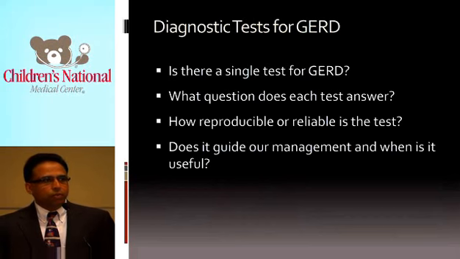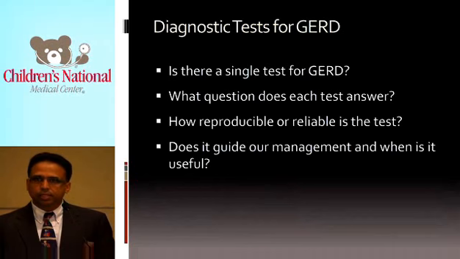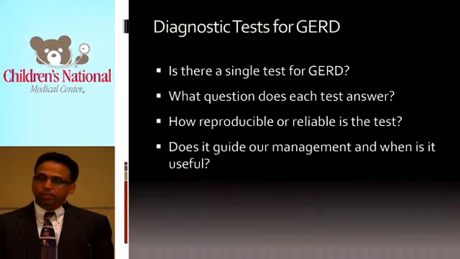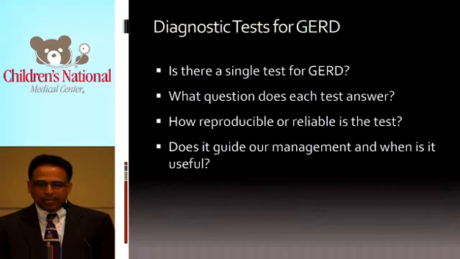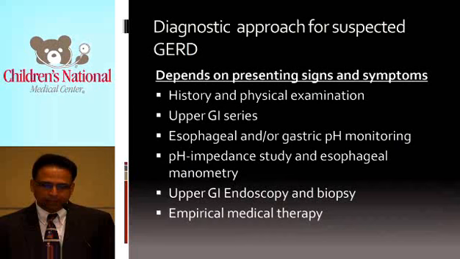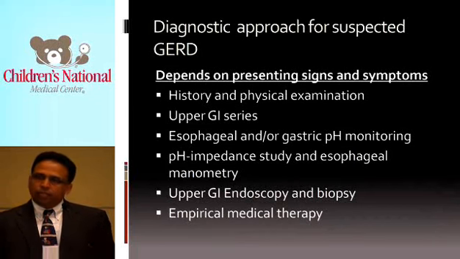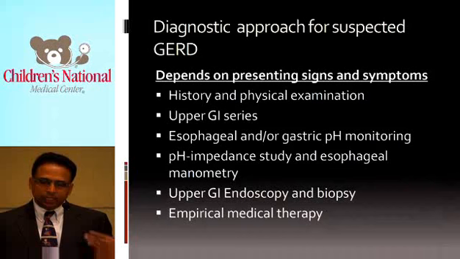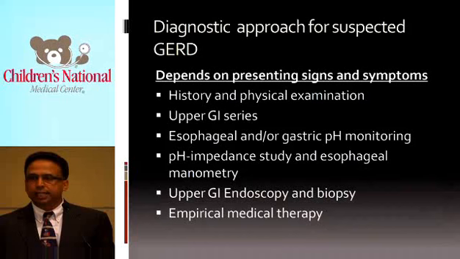Also, it's important to know the reliability of this test. We can do a bunch of tests, but what is the reliability or reproducibility of this test? And is it going to really help us? If we know the kid is refluxing 5% of the time versus 15% of the time, is it going to change our management? So those are the principles that guide our approach to testing. The tests for reflux disease depend on what we are trying to ascertain, so they are guided by presenting signs and symptoms.